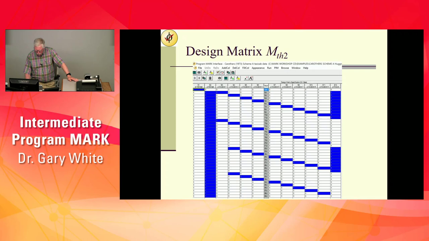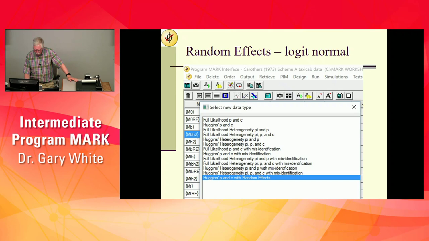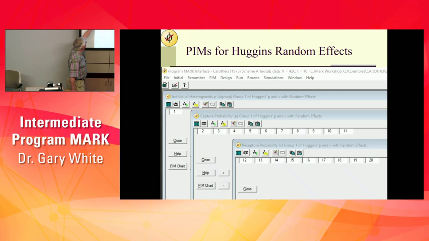I just showed you that. Okay, here's BH2. In BH2 I just stripped out the T's. Then the logit model, the logit normal, go back and select the last one off that list. It comes back, there's your sigma, called sigma p, there's your p's, and there's your c's.